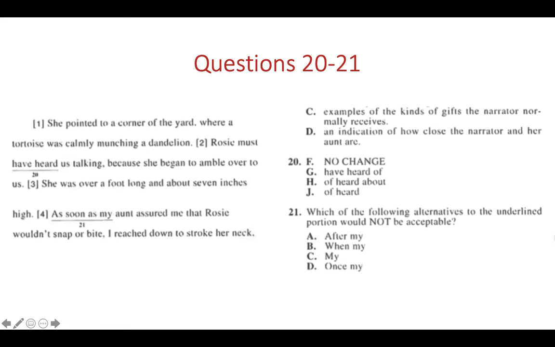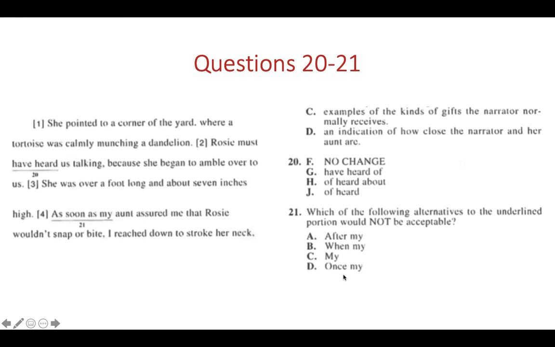21, which of the following alternatives to the underlined portion would not be acceptable? It says, as soon as my aunt assured me that Rosie wouldn't snap or bite, I reached down to stroke her neck. So it sounds like she didn't reach down immediately because she needed that reassurance first. So after my aunt assured me that Rosie wouldn't snap or bite, I reached down to stroke her neck. That makes sense. When my aunt assured me that Rosie wouldn't snap or bite, I reached down to stroke her neck. That makes sense. My aunt assured me that Rosie wouldn't snap or bite, I reached down to stroke her neck. I'll come back to that one.